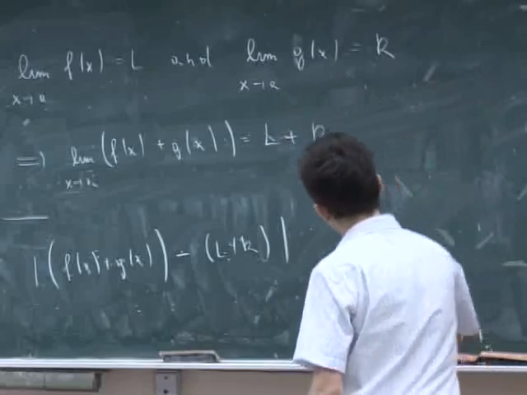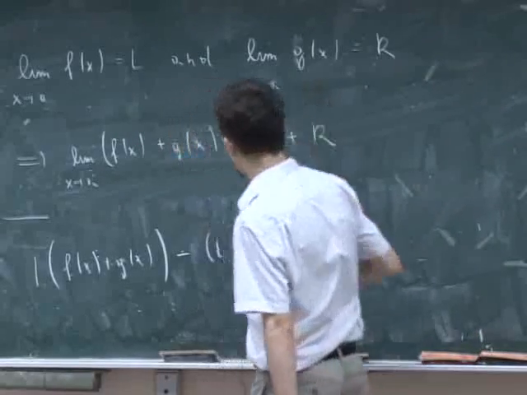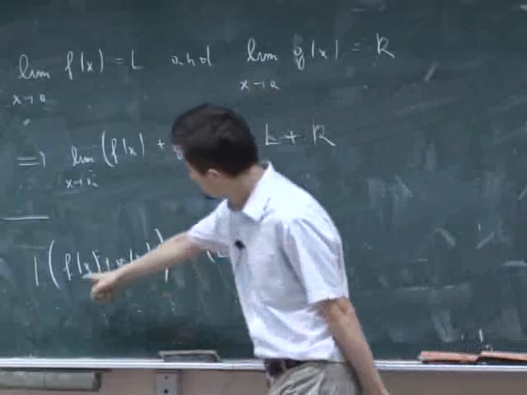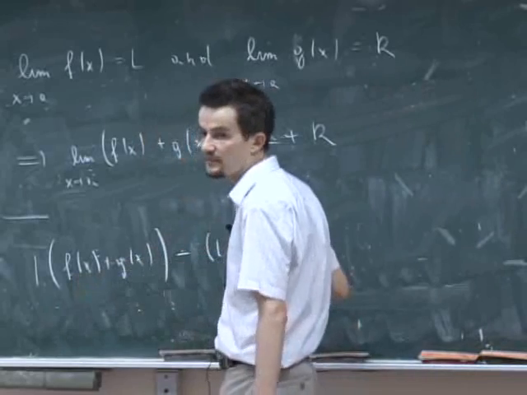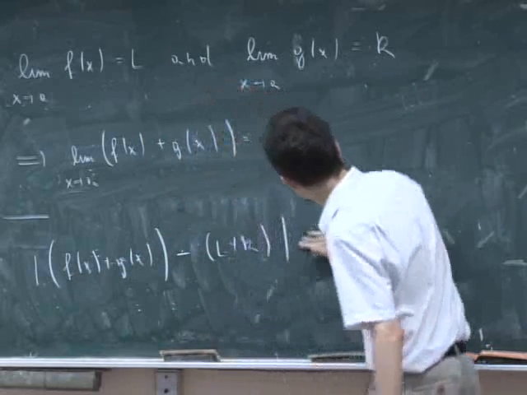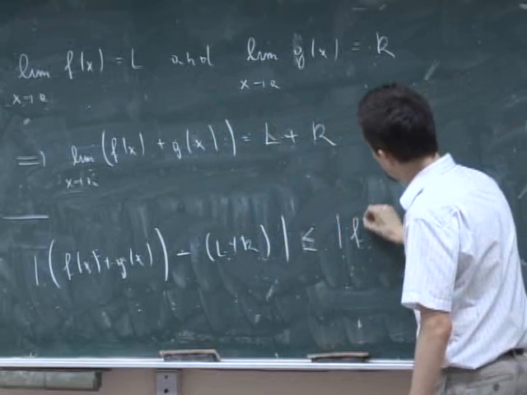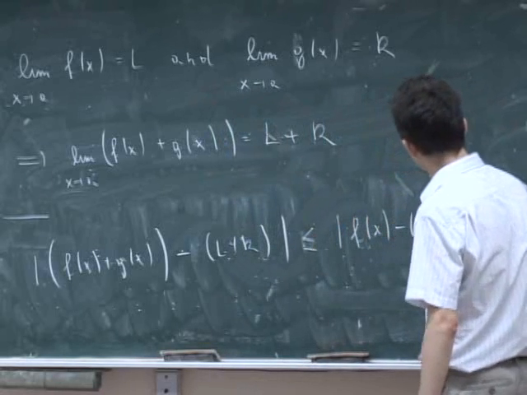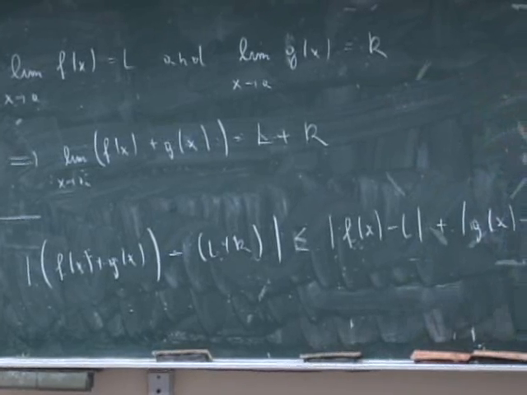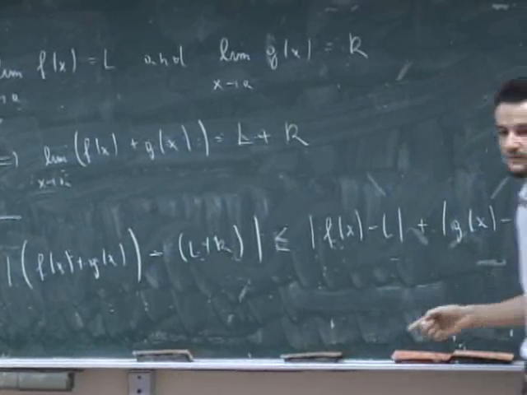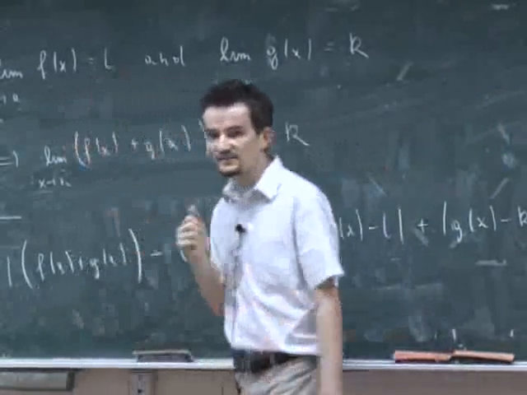Now, because we know already that those two limit relations hold, it makes sense to decompose this as f of x minus L plus g of x minus r, and then use the triangle inequality. So this is smaller or equal than the difference between f of x and L plus the difference of g of x and r. Why is this helpful? Because we know already that those two relations are established.